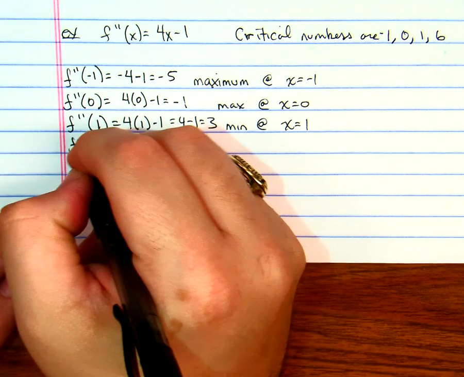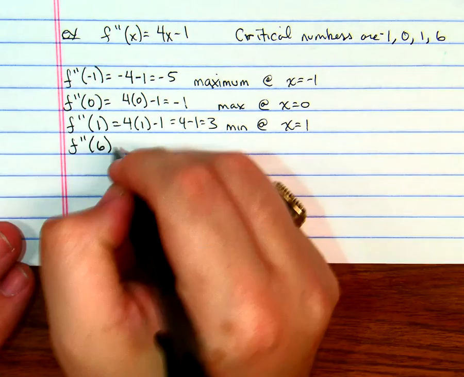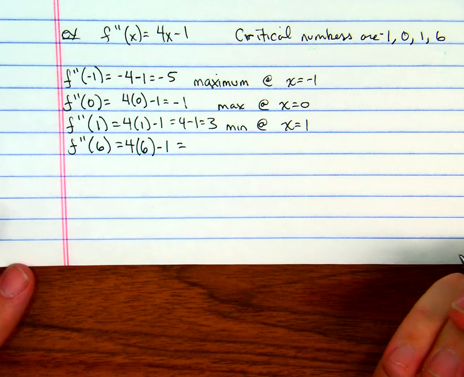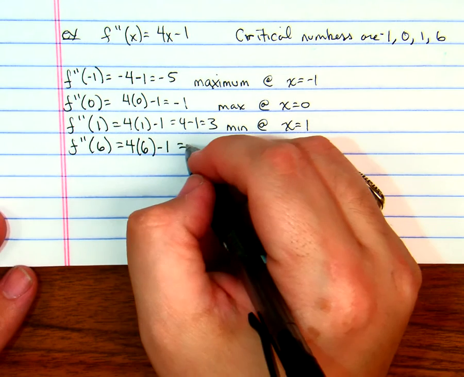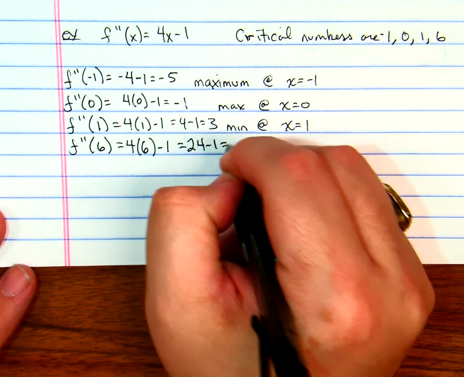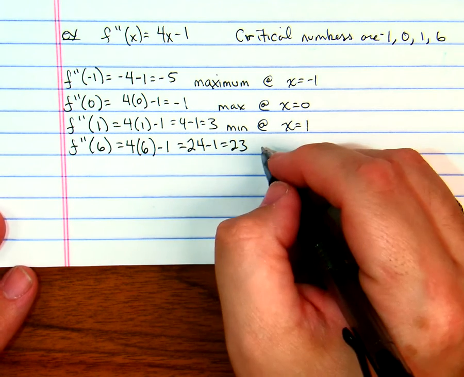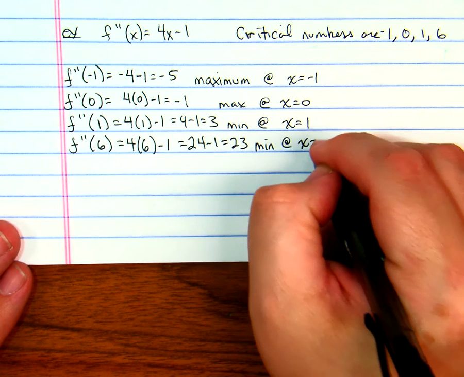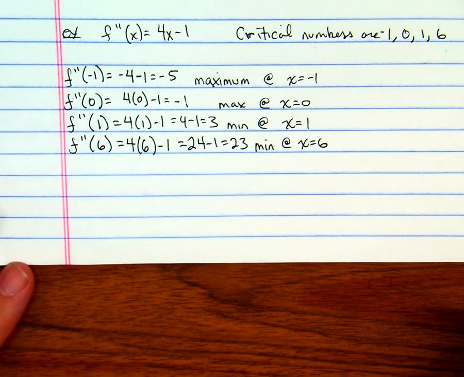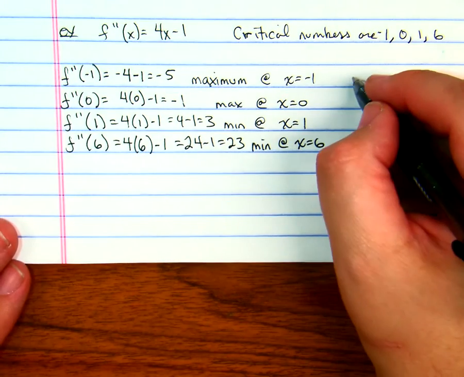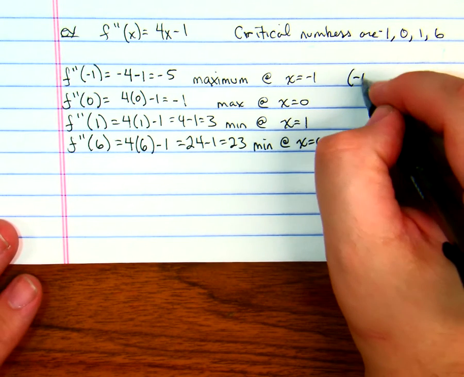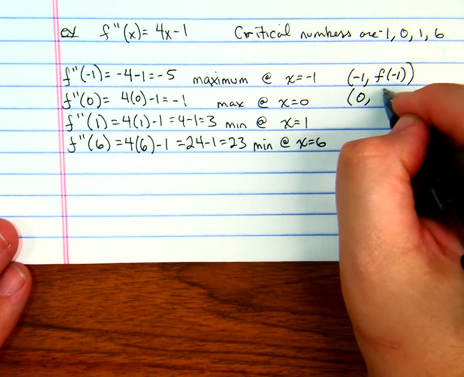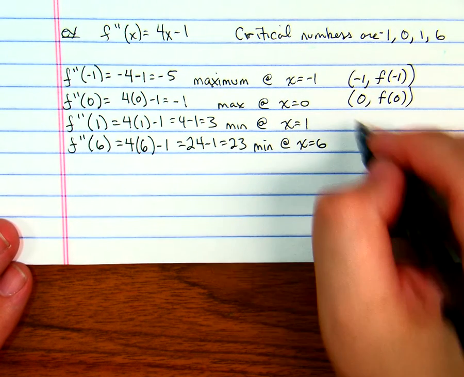And then f double prime at 6. So it's 4 times 6 minus 1. That's going to be 24 minus 1, which is 23. That's positive. So when it's positive, you get a minimum at x equals 6. So in order to figure it out, the points themselves would be negative 1, f of negative 1; 0, f of 0; 1, f of 1.